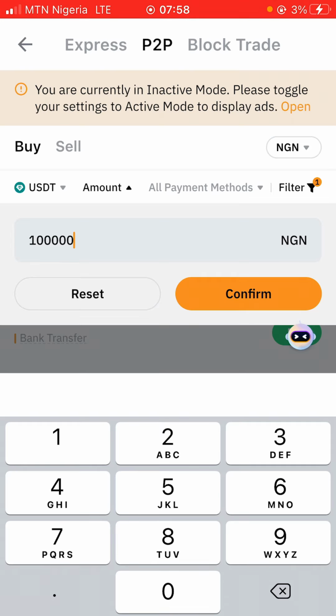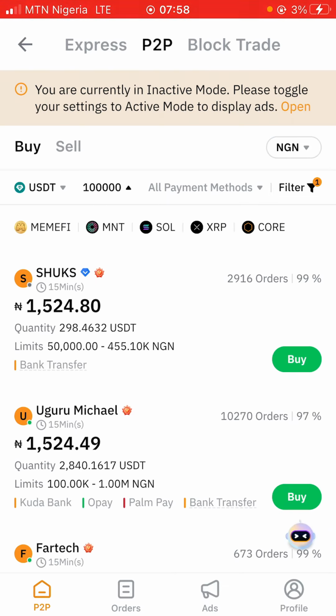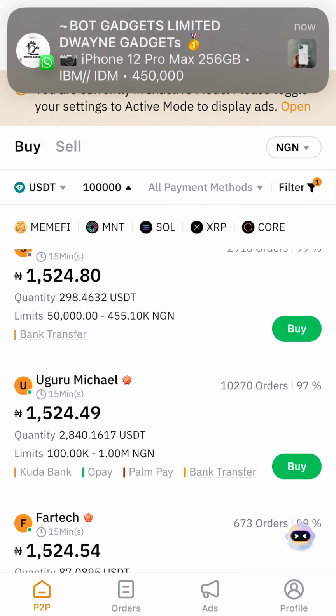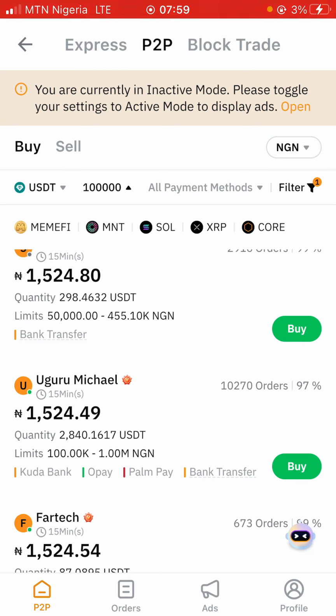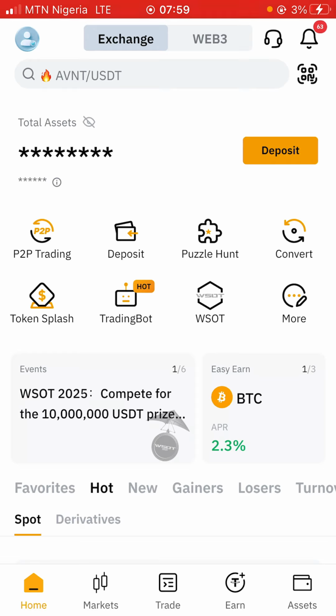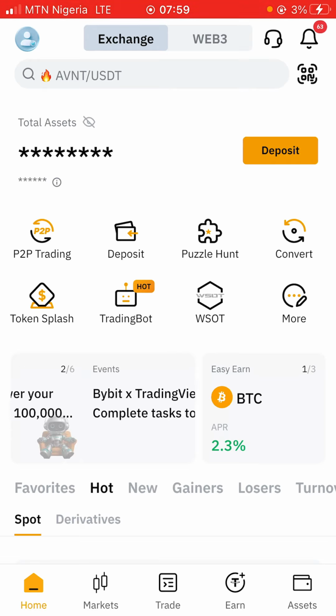Then confirm. I will see people that want to sell in that range, so I just have to click on any of them and buy from these guys. After buying from them, they're going to send me this USDT to my Bybit wallet. So that's how to get USDT, for you to start, right? If you are getting a million Naira worth of USDT, the same process is applicable.